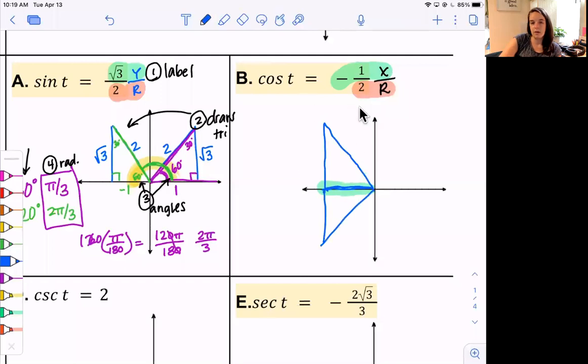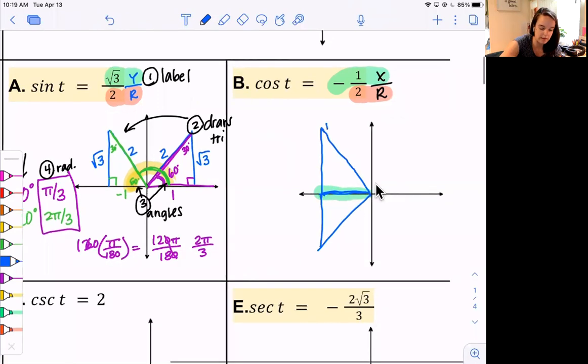Okay. What did I say that my radius was according to the label? What is the radius length? How am I going to label my triangle here? 2. And what about this one over here? Also 2. Thank you. Thanks, Sally. Thanks, Araceli. Okay, what is my x here? What is x?